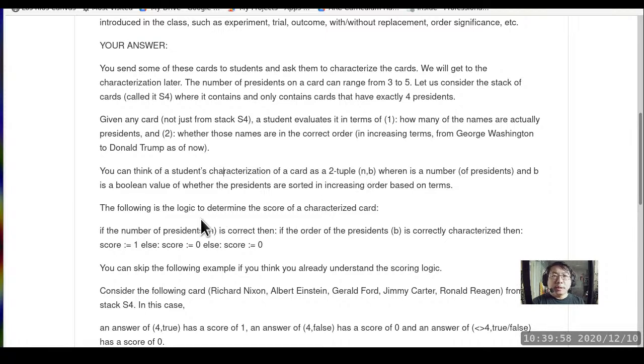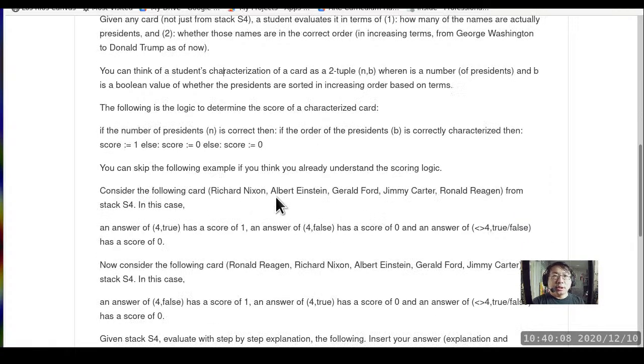The following is the logic to determine the score of a characterized card. A student will send back a card with the characterization, and this is the logic. It doesn't really show well because it was originally in a text format. When I look at the text as markdown, it doesn't render correctly. But it is a conditional statement. Let me see what I can do with this. I can always just use an editor to show you that. Just give me a second here to prepare that.